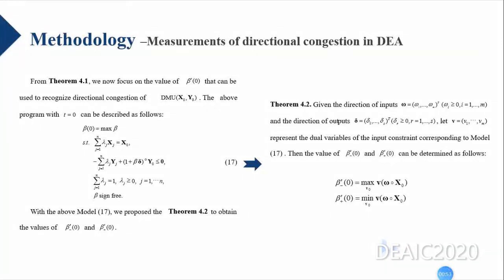As we can see, Theorem 4.2 provides a formula for calculating the left derivative and the right derivative. We have not shown the deduction of the above theorems in our presentation. It is worth mentioning that our method to measure the directional congestion is straightforward and requires no simplifying assumptions, which can therefore be extended to more general cases.